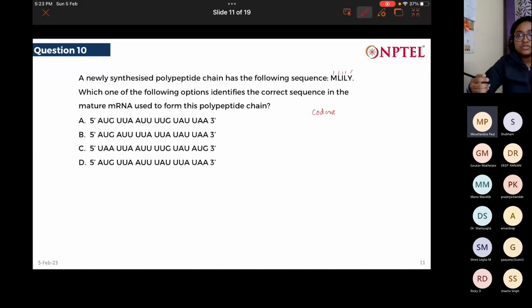I request you all to try it out. It's very easy actually. You just need a pen and paper to do it. And remember that the codons are degenerate, so one amino acid can be coded by multiple codons. Keeping that in mind, you have to solve this question.